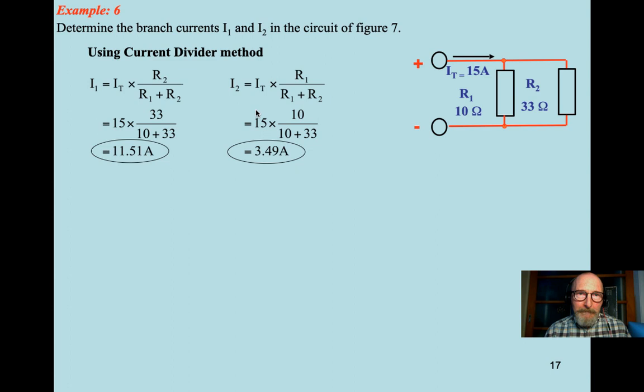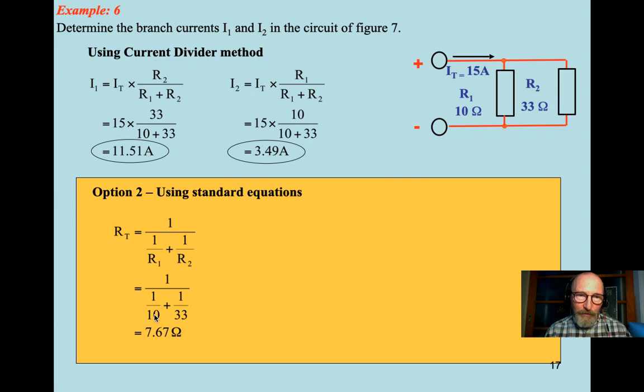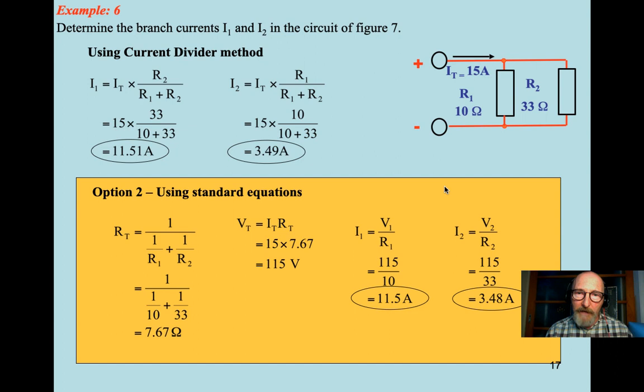Using standard equations, yes, option two, the way I would have probably done it, you can come in using the REQ, 7.67, and then you've got a current of 15 amperes, so you can work out that you've got 115 volts. Then you know that you've got 115 volts across 10 ohms, 115 volts across 33 ohms, so then you can work out the individual branch currents, and that's what they've gone on to do here, the 115 over 10 ohms, 115 over 33 ohms, to get those two different branch currents.